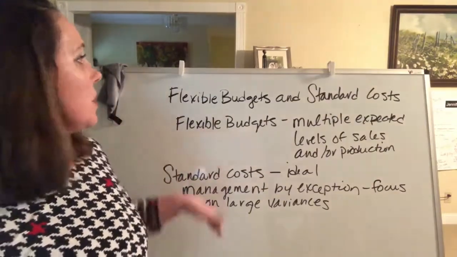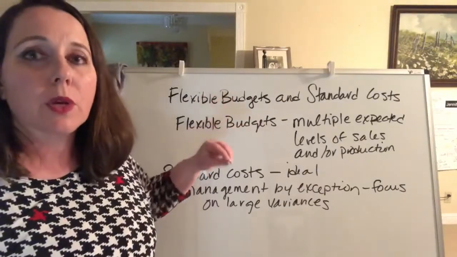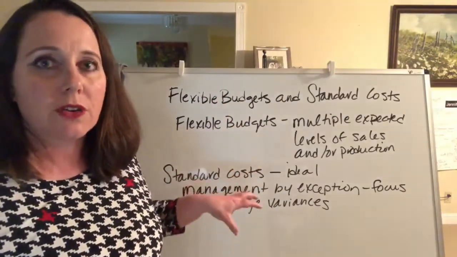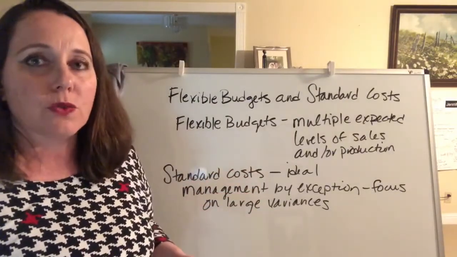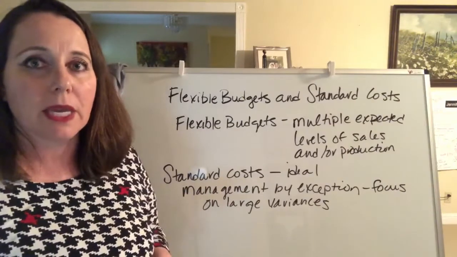So those are the two things we're going to be looking at this week. We're going to start with flexible budgets, then we're going to go into looking at our actual cost versus our standard cost and looking at those variances, first calculating them and kind of understanding what they mean.